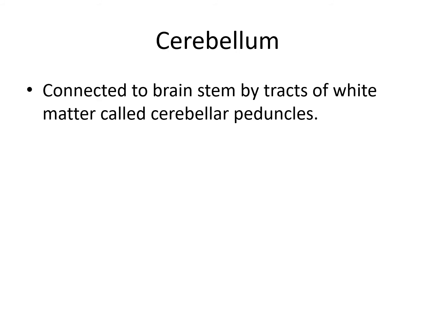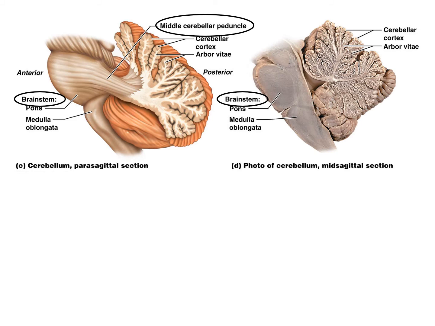Just like other structures of the brain, it's connected. The cerebellum is connected to the brainstem by tracts of white matter, and these tracts of white matter are called cerebellar peduncles. Here, for example, is the middle cerebellar peduncle.